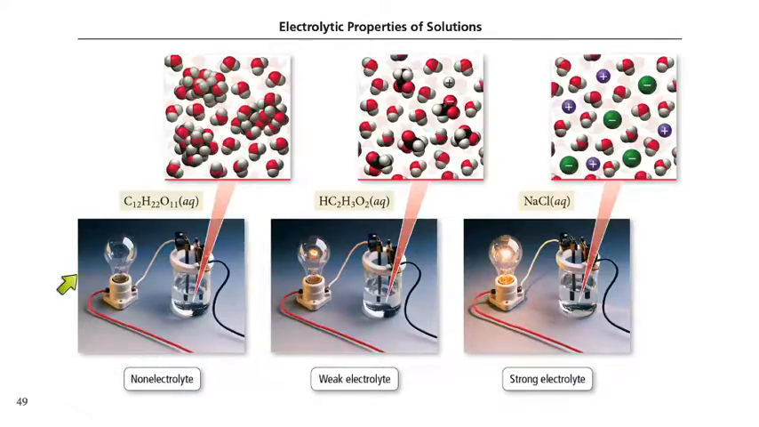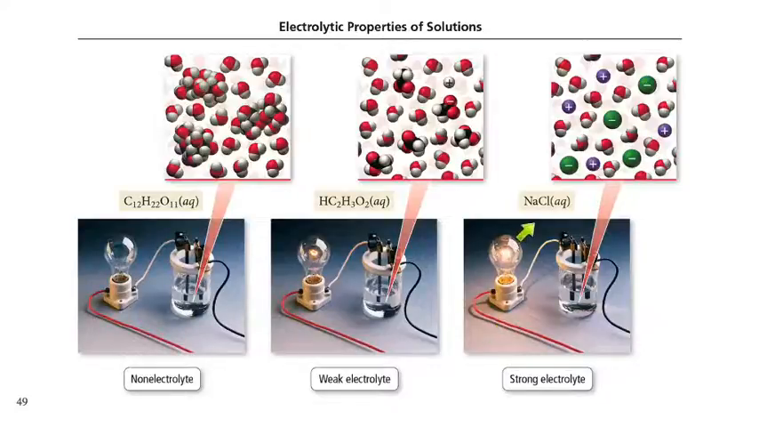So here we can look at pictures. Here's sugar water, and in the conductivity tester, we see no light at all. That's because when we look at the particles in the solution, there are no ions. No ions means no electric current. Here's the acetic acid. This is a weak acid, and so a lot of these acetic acid molecules are intact, but there are some ions present. And so the light bulb glows weakly because it's a weak electrolyte. There are a few ions, but not a lot.